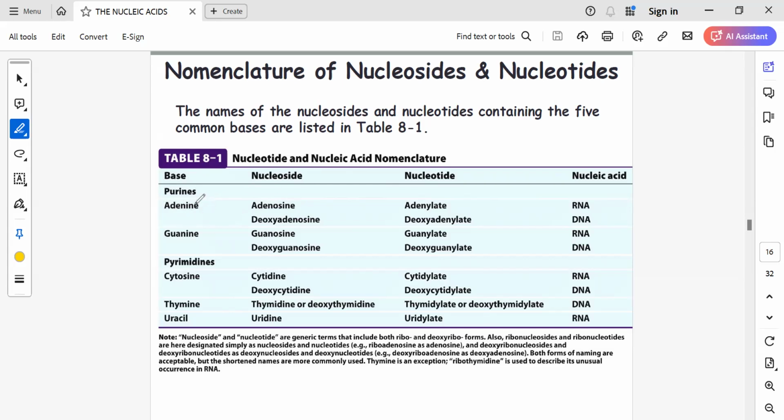So for adenine, you have adenosine. Adenine plus sugar would give you adenosine, that is in the case where the sugar is ribose. But if the sugar is deoxyribose, it will now be deoxyadenosine. And then guanine with sugar, we have guanosine. In the case of the deoxy sugar, guanine plus deoxyribose changes to deoxyguanosine.